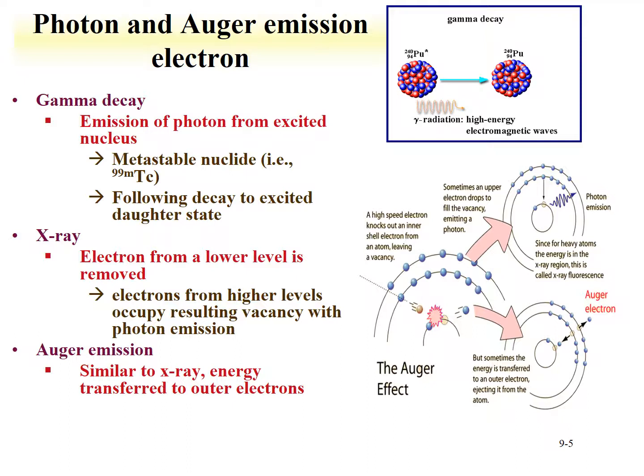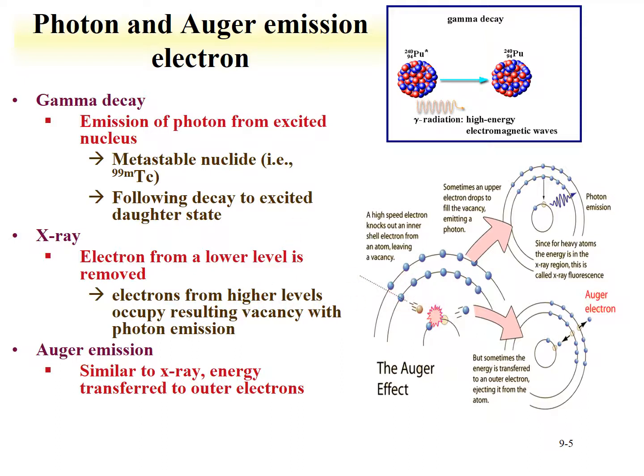Photons are generally emitted due to gamma decay, and this could be either from a metastable nucleus, such as technetium-99m, where that relatively long-lived excited nuclear state de-excites by emission of a photon, or from the decay either through alpha or beta to an excited daughter state, and then the de-excitation of that daughter state through the emission of a photon. X-rays are also a possible route for emission of photons, where an electron from a lower energy level is removed, the electrons from higher levels occupy that lower level, and the resulting vacancy is de-excited with a photon emission.